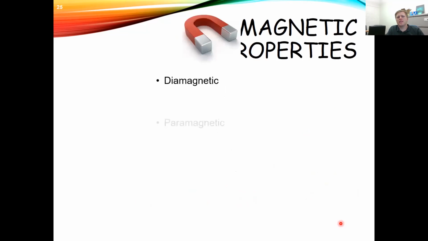All right, now let's get down to magnetic properties. So magnets are actually controlled by these electrons and their configurations. So we'll talk about each of those and give some examples. So there's 3 types of magnetism that we talk about.